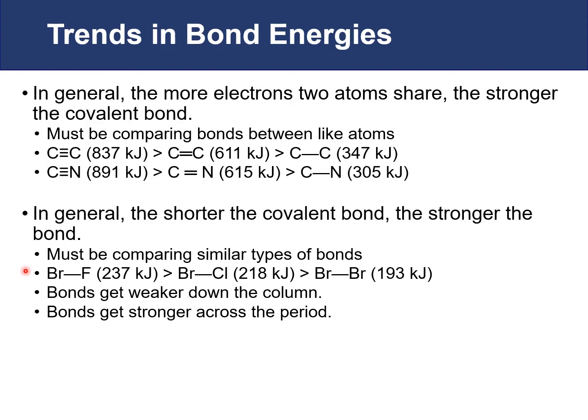So looking at a bromine to fluorine, bromine to chlorine, and bromine to bromine bond, if you remember from our atomic radii, fluorine is smaller than chlorine, which is smaller than bromine. So because fluorine is smaller than chlorine, the bond strength here, which is the amount of energy that is required to break the bond, is greater than in the bromine-chlorine bond, which itself is greater than the bromine-bromine bond. So as the bonds get longer, they get easier to break. So bonds get weaker as we go down the column, and bonds get stronger as we go across a period. These two trends are consistent with our atomic radii trends.